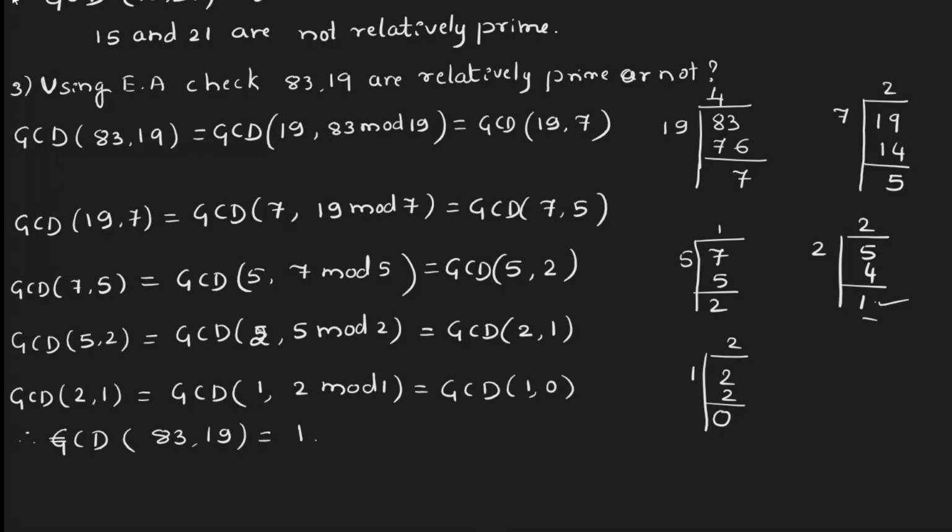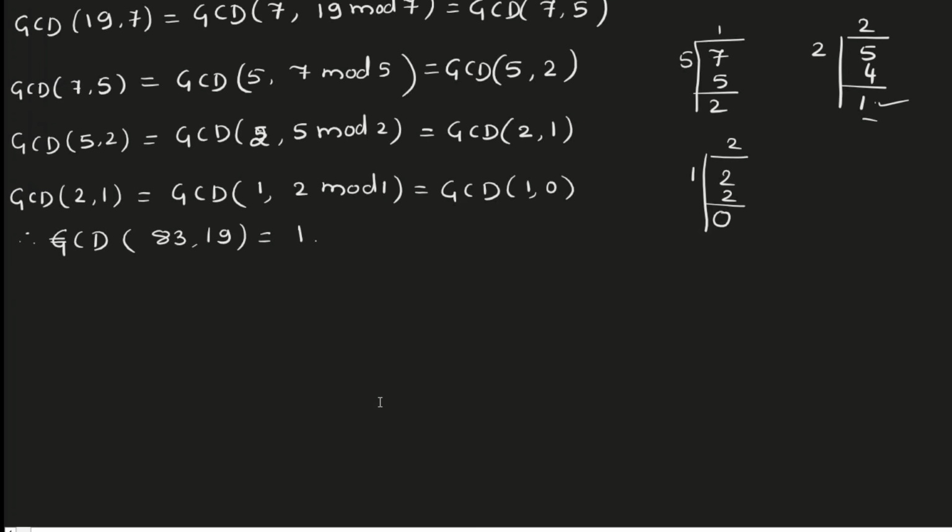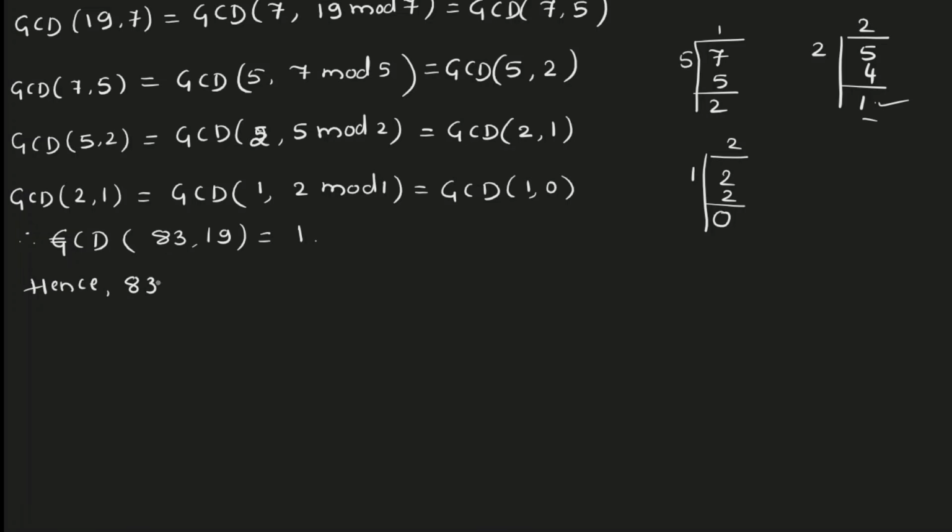Once you have got GCD as 1, what does it indicate? Since GCD is 1, hence 83 and 19 are relatively prime. They are relatively prime numbers, or you can say they are co-prime. This is how to check whether given numbers are relatively prime or not.